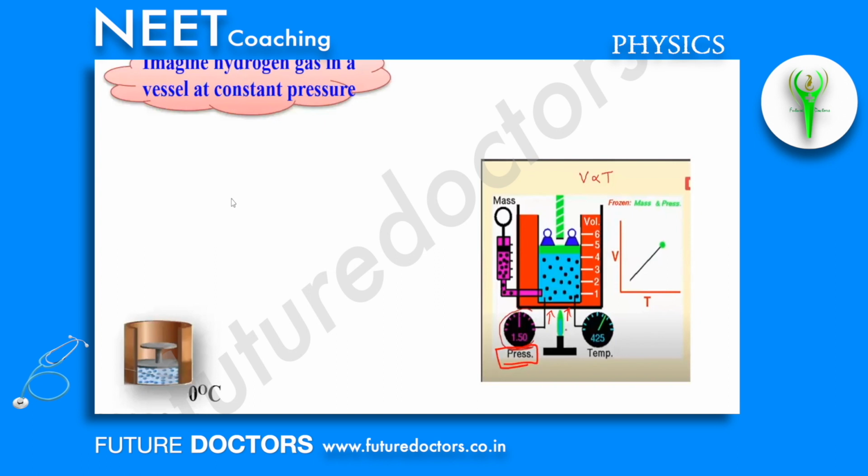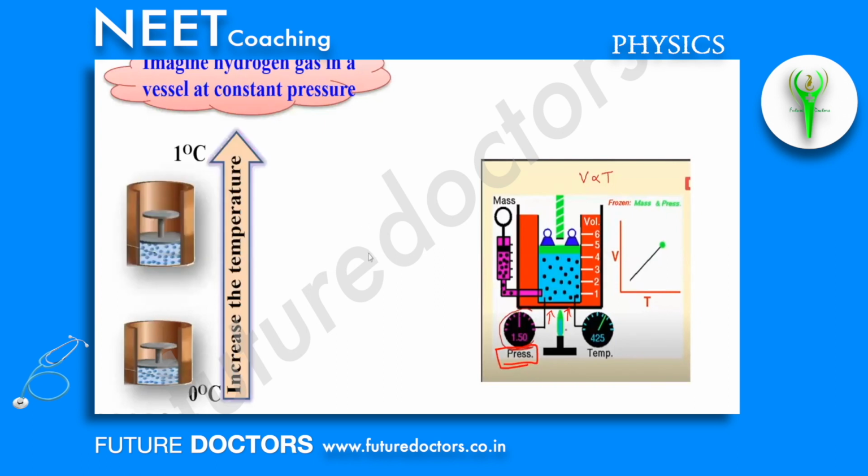So now the hydrogen gas is in a vessel at constant pressure. This is the hydrogen gas, which is at 0 degrees. Now we are increasing the temperature to 1 degree, and the volume has increased. This is the volume at 1 degree. So volume increases.